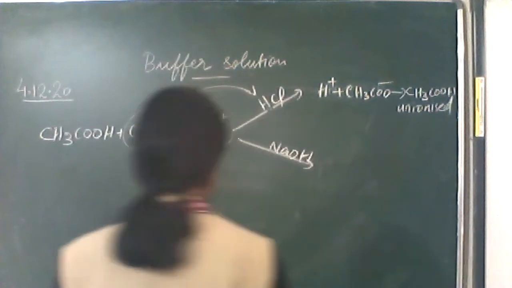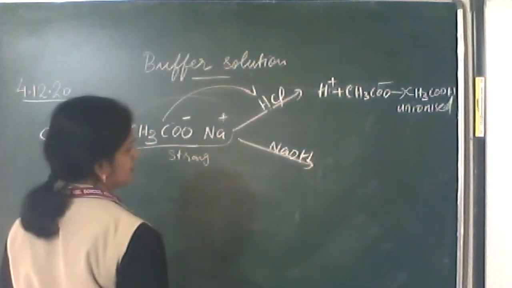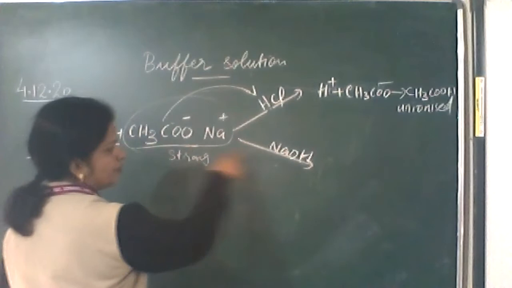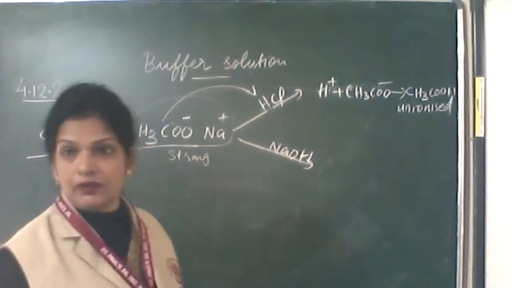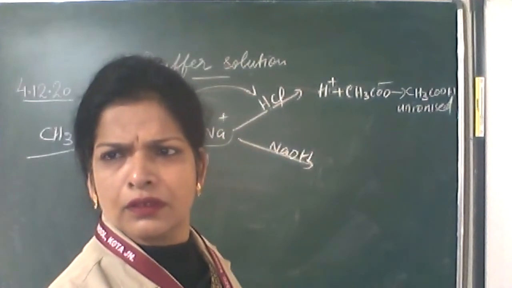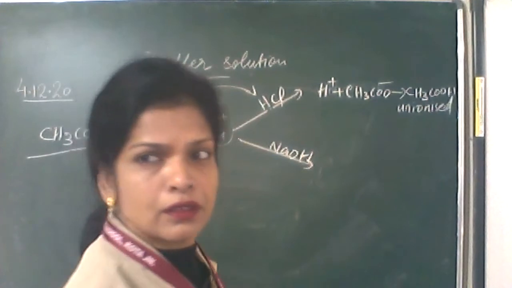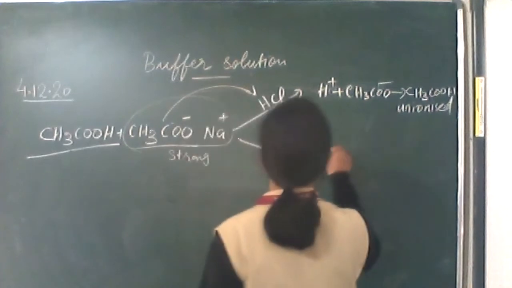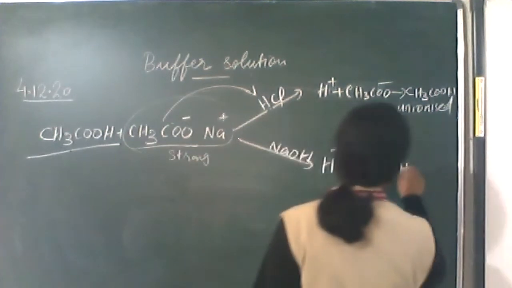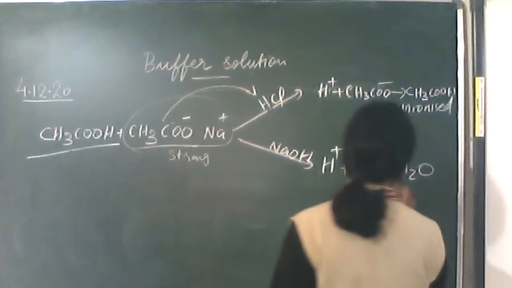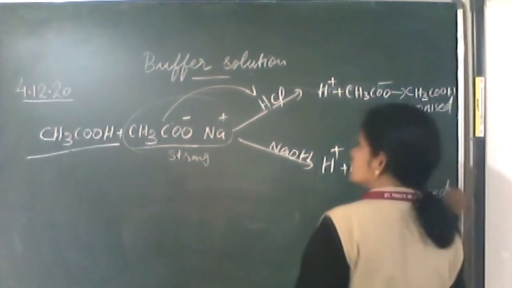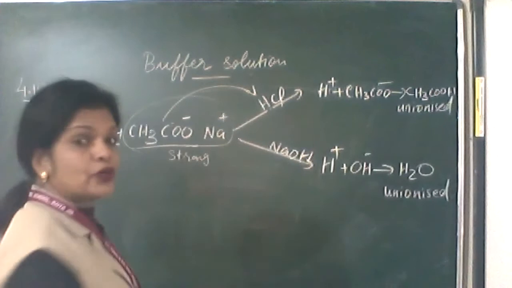Okay. Now, if you add a little base into that, this base will react with this portion. H plus reacted with the other portion, and the base will react with this portion to form water. That is H plus from here and OH minus from NaOH to form H2O. H2O is also a weak electrolyte, we can say unionized.